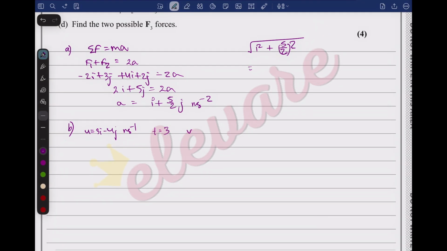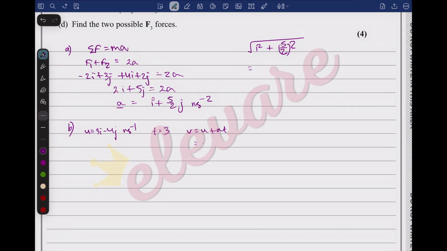We have the u, the initial velocity, the time, and we had found out the acceleration in part A. So we can easily find out v. It's just going to be u plus at. That is the formula. I hope you guys know this. You guys should remember this. This formula is not going to be given in the formula booklet.